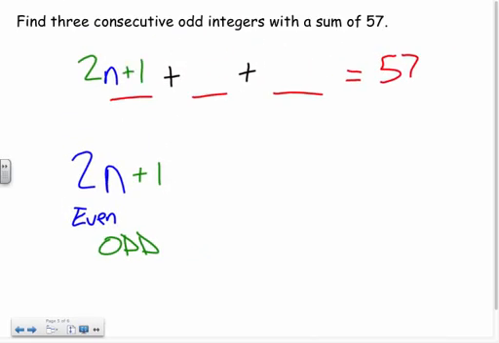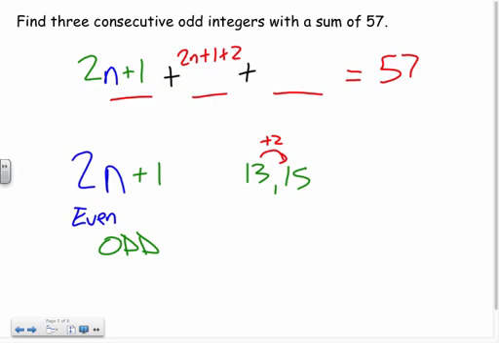2n plus 1. So if that's my first odd number, let's just call it 13. Let's say 13 was my first odd number. My next one would be 15, right? So how do I get to 15? I just add 2, don't I? So that's how I get my next term. So this is my first odd number. It was 2n plus 1. And now I'm saying I'm adding 2 to that to get to my next odd number.